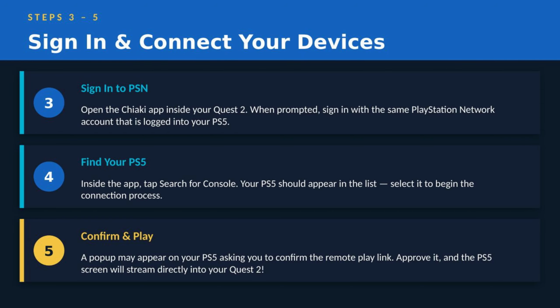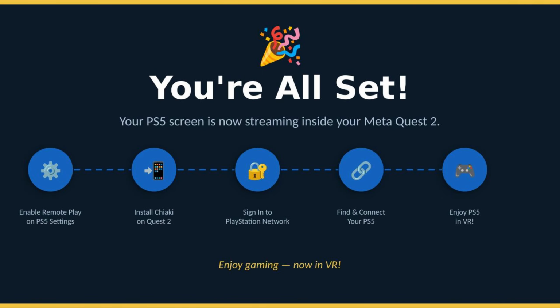Step 4. Confirm the connection. On the PS5, a pop-up notification may appear asking to confirm the Remote Play connection. Approve the request. Once the connection is established, the PS5 screen will be displayed inside the Quest 2 headset.